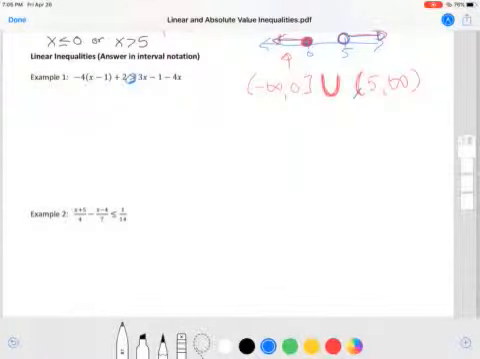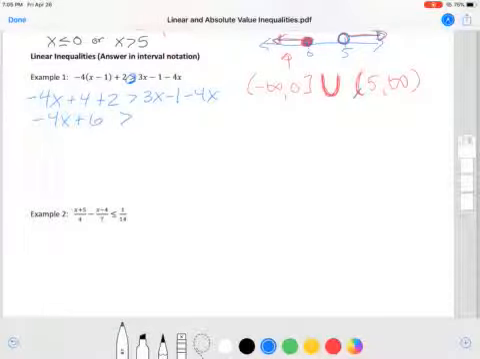The first thing I want to do is distribute that -4. So I have -4 times x, and the -4 times the -1 is going to give me a +4. And I'm going to carry everything else down. And then I'm going to combine like terms. So I have the 4 and the 2 on the left, I can combine and make that a 6. And on the right-hand side, I can combine the 3x and the -4x to give me a -x.